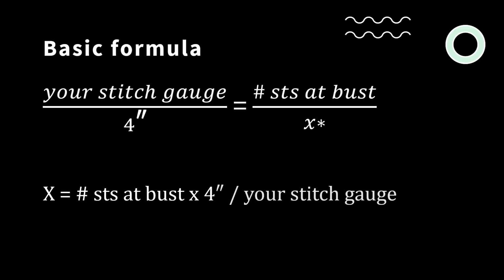Now, when you're doing this kind of equation, the main thing to keep in mind is that you multiply as you cross diagonally across the equal sign, and you divide anytime you're moving vertically. In this case, we're moving diagonally from bust stitches to 4 inches or 10 centimeters. So you multiply the number of bust stitches by 4 inches, and then divide that by your gauge stitches, and that will give you X.